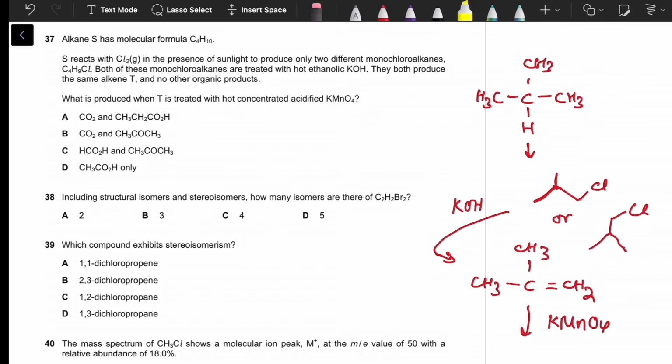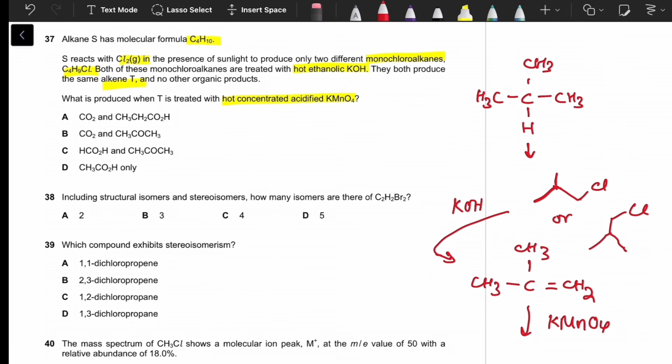Question number 37 states that alkane S has a formula of C4H10. It reacts with chlorine in the presence of sunlight to form two different monochloroalkanes with this formula. Both of these are treated with hot ethanolic KOH to produce the same alkene and no other organic products. What is produced when this alkene is treated with hot concentrated acidified KMnO4?